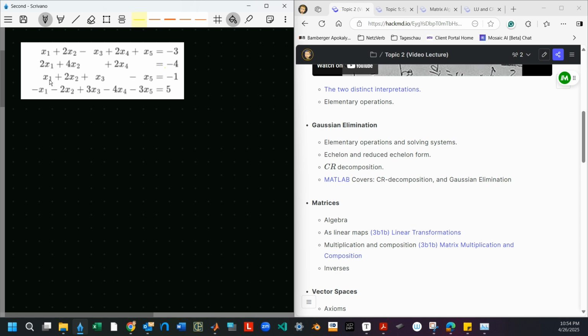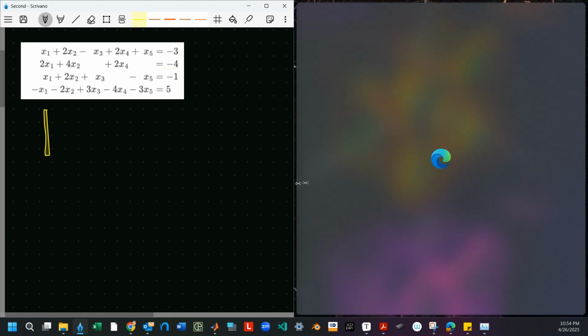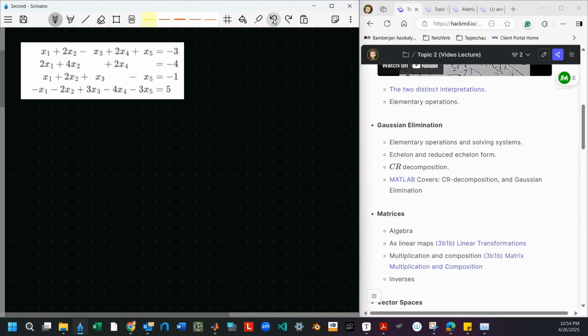And so writing this in augmented matrix form would be like this. I lose some of my controls when I have the screen split. So let's try that again.